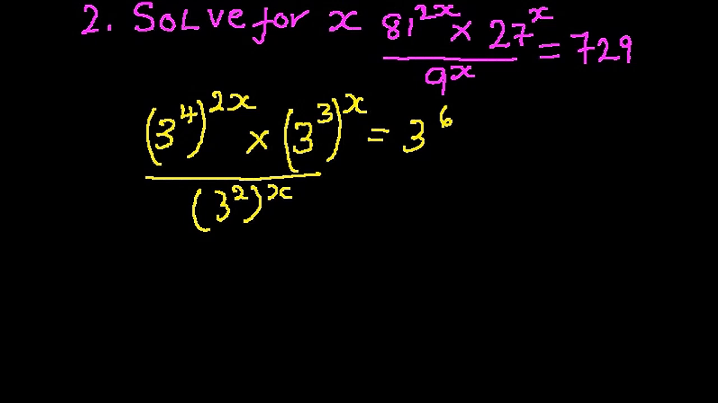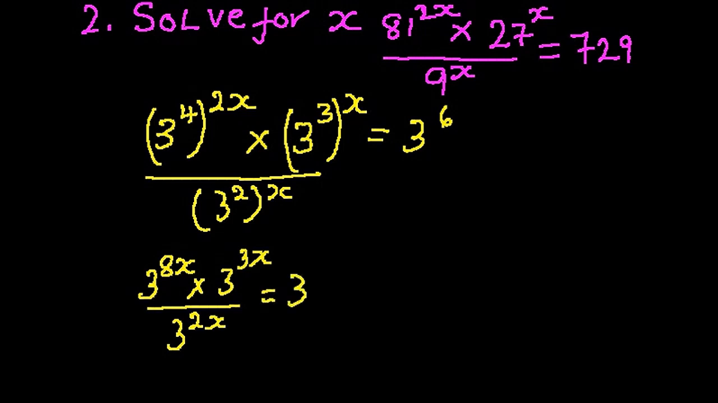Now we can open the brackets and say this is 4 times 2. We get 3 to power 8x multiplied by 3 raised to 3x, all divided by 3 to power 2x, is equal to 3 to power 6.